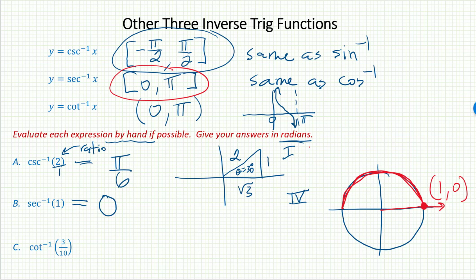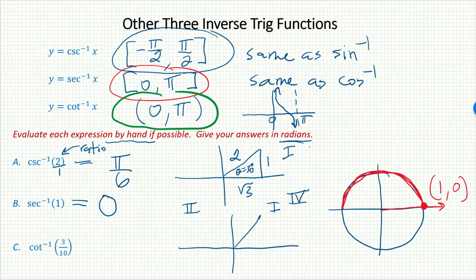And then let's look at this last one, cotangent inverse of 3/10. Well, cotangent inverse only knows about angles between 0 and pi. So if I wanted to try to draw a picture here, 0 and pi, that's quadrant 1 and quadrant 2. My ratio is positive, so I'll draw it in quadrant 1. Let's see, cotangent is adjacent over opposite. I've drawn a picture, but I don't recognize this as one of our special triangles, which means I don't have any way to work this one out by hand. I'll have to go to the calculator.